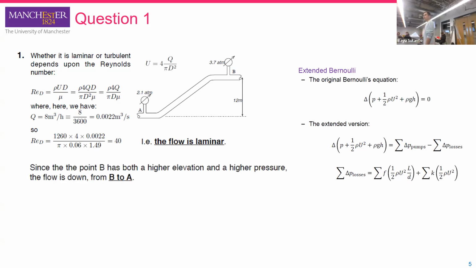And the next is the direction. Because we know that point B has the higher elevation and also higher pressure, of course the flow will come from B to A.